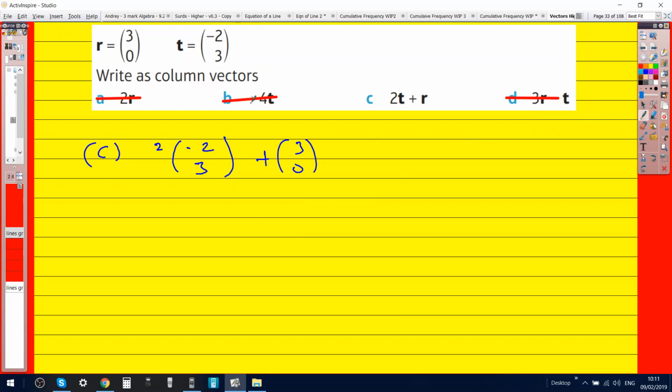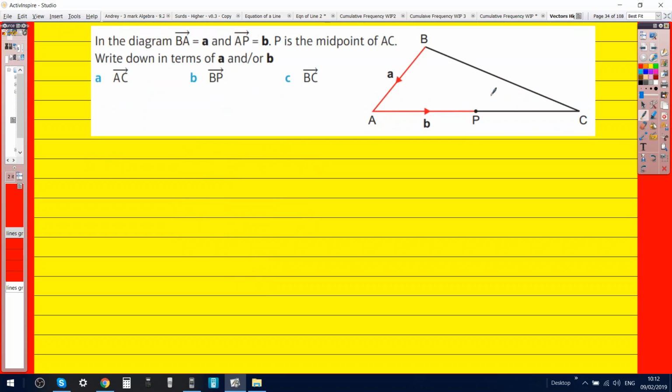Slow down. It's 2T. What is 2T? So it'd be minus 4, 6. Yeah. So that would be minus 1, 6. Yeah. It's the first time you just said 4 instead of minus 4. Okay. This one, part A.